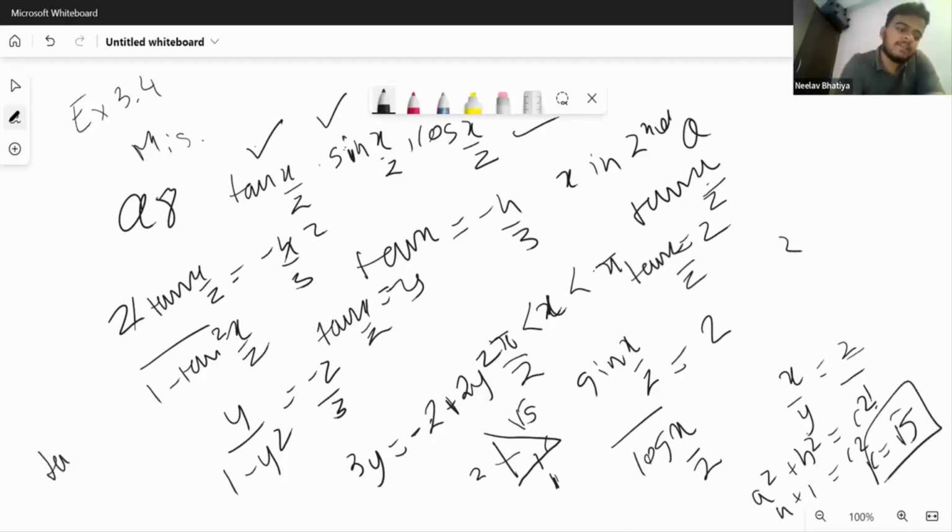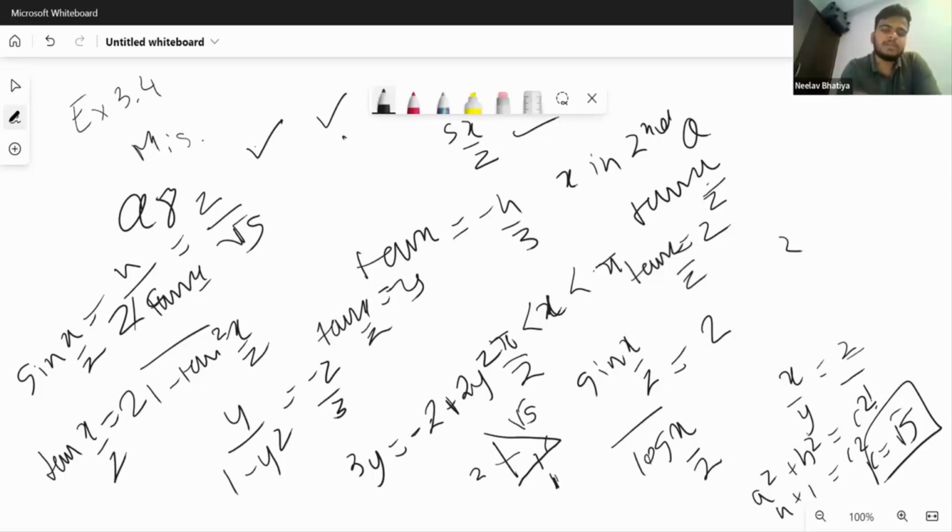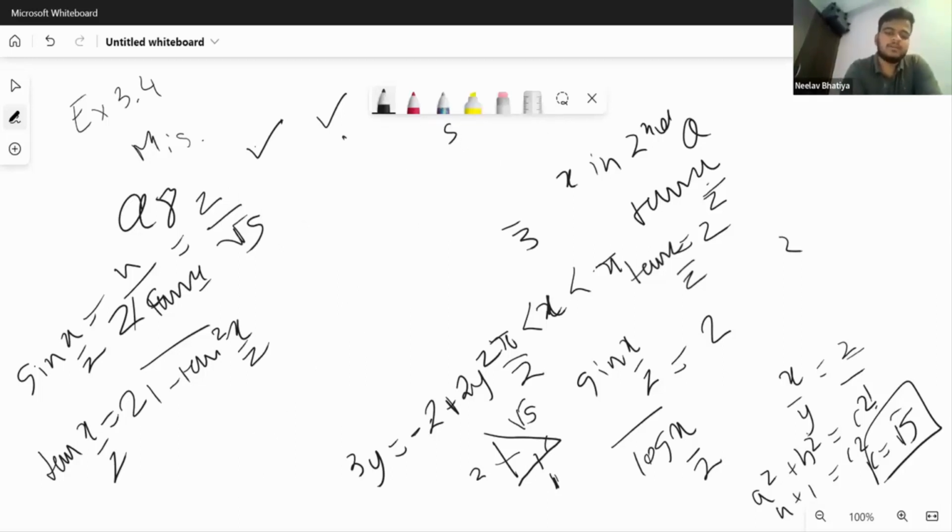So when I have tan x by 2 as being equal to 2, I have sine x by 2 as being equal to h upon c, that is the height upon the hypotenuse. The height is 2, the hypotenuse is root 5. And similarly, this has become way too complex. I'll rub these things off. Similarly, cos x by 2 is equal to 1 upon root 5.